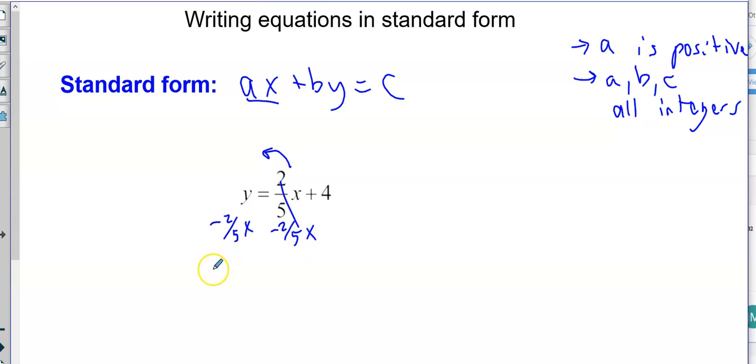And that cancels. So you get negative 2/5 x plus y equals 4. Well, I'm almost there. I have the terms in the right order. I have the x and then the y and then the constant. But I don't like that fraction right there. So what could we do to both sides to get rid of that 5 in the denominator? We can multiply everything by 5, right?